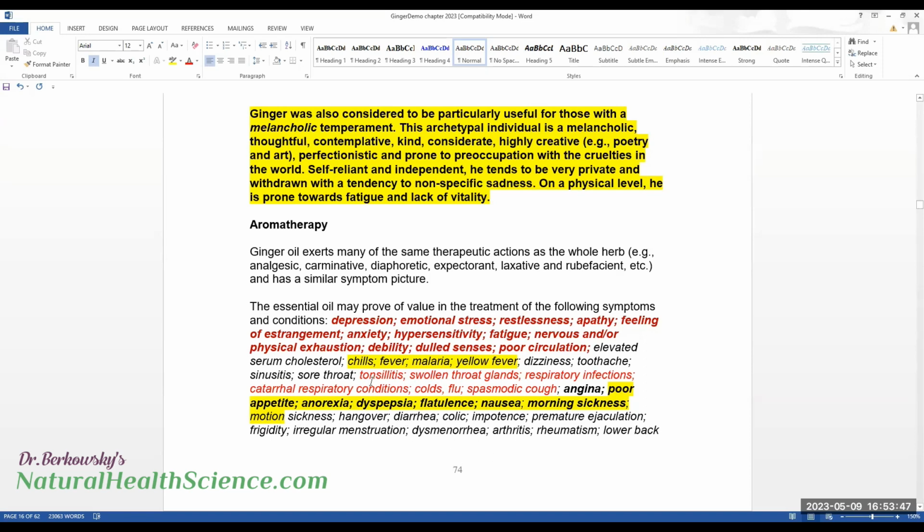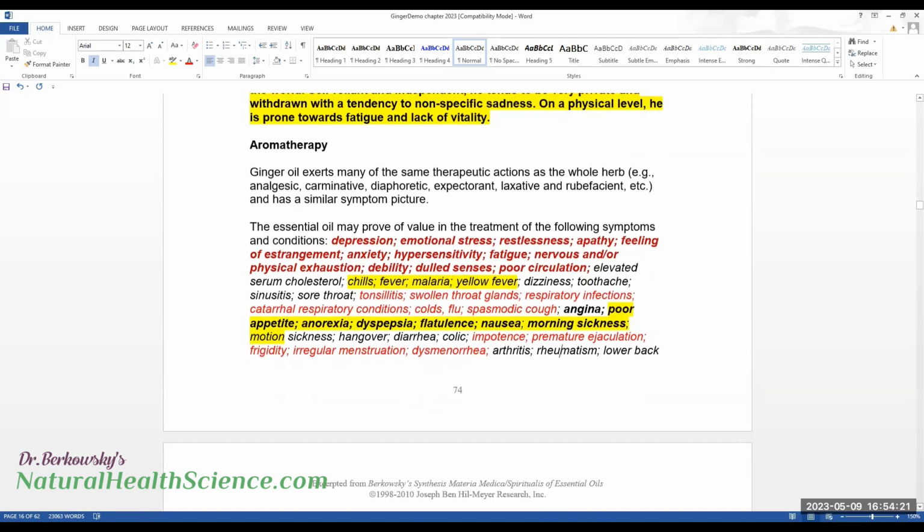So you're seeing here that there's a lot of digestive issues. There's diarrhea, colic, and hangover and motion sickness will all go into the digestive end of things. And then you see there's a lot of sexual symptoms in here, but it's mostly sexual weakness, impotence, premature ejaculation, frigidity, deficiency of yang, fire, irregular menstruation, dysmenorrhea, which means cramping pains. And then we see there's a lot of musculoskeletal issues as well.